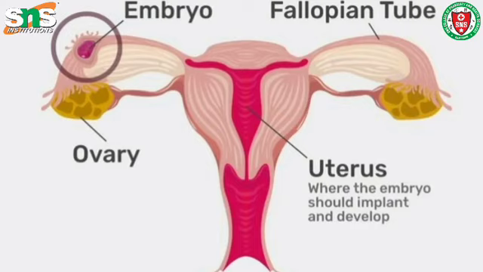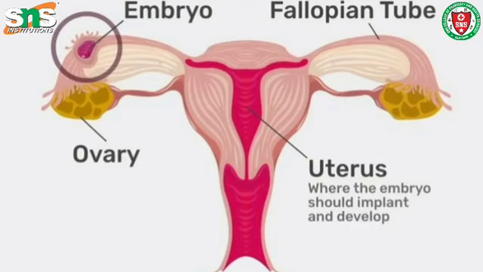Then, what is the diagnosis of ectopic pregnancy? It may involve a combination of medical history, physical examination, and diagnostic tests. First one is medical history and physical examination. The doctor will ask about the symptoms, menstrual cycle, and any risk factors. They will also perform a physical examination, including a pelvic examination, to check for signs such as abdominal tenderness or abdominal masses.